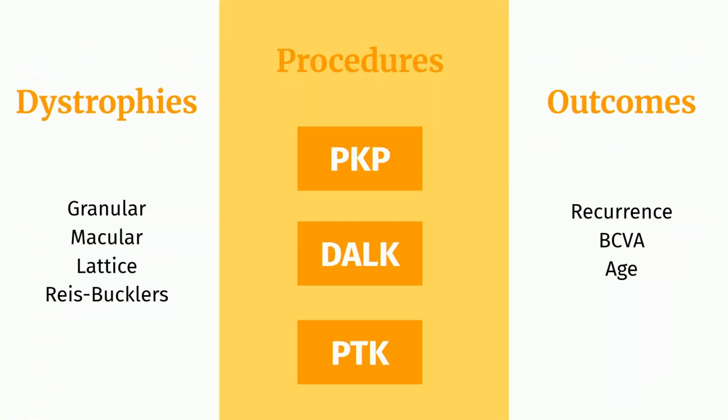Right now I'm currently working on a meta-analysis of these because there's not a lot of clear guidance on what to do with these patients. I've been looking at these 4 dystrophies when we get to a more invasive procedure, so looking at PKP, DALK, and PTK. And then what are those visual outcomes going to be for these patients? At what age do we need to start doing some more invasive procedures for them? And the biggest problem is going to be recurrence.